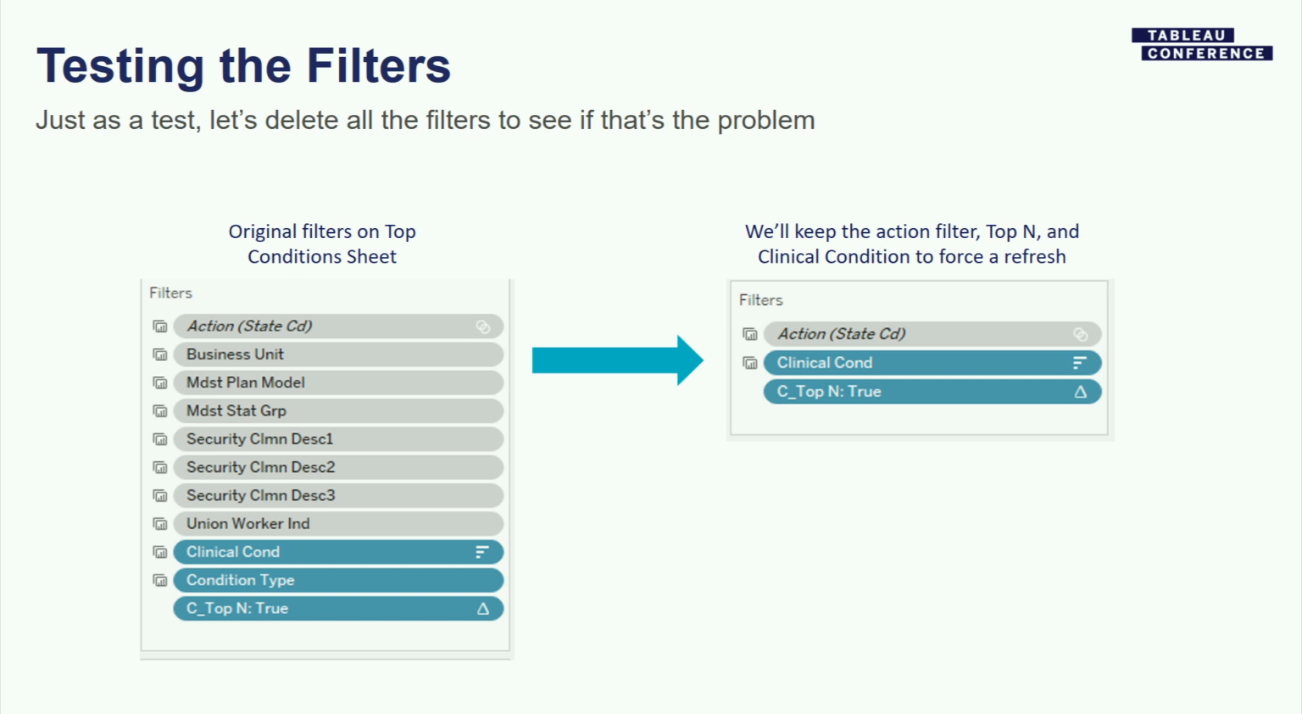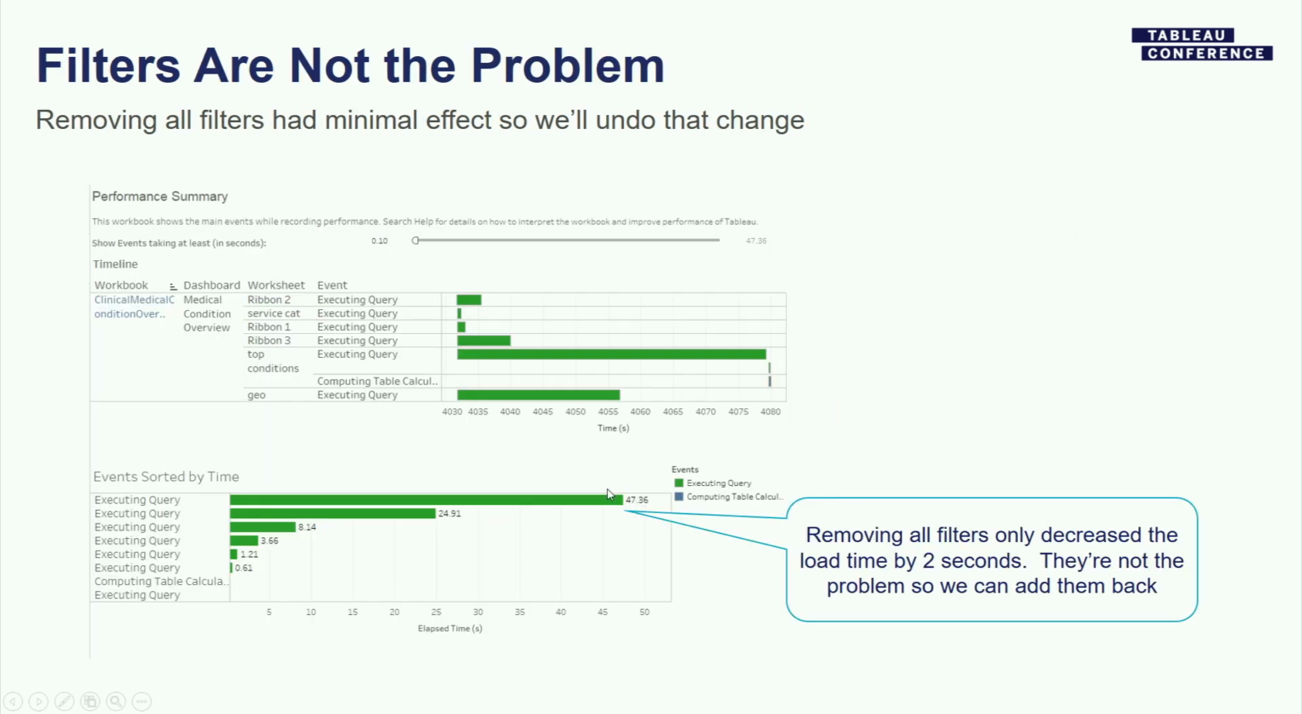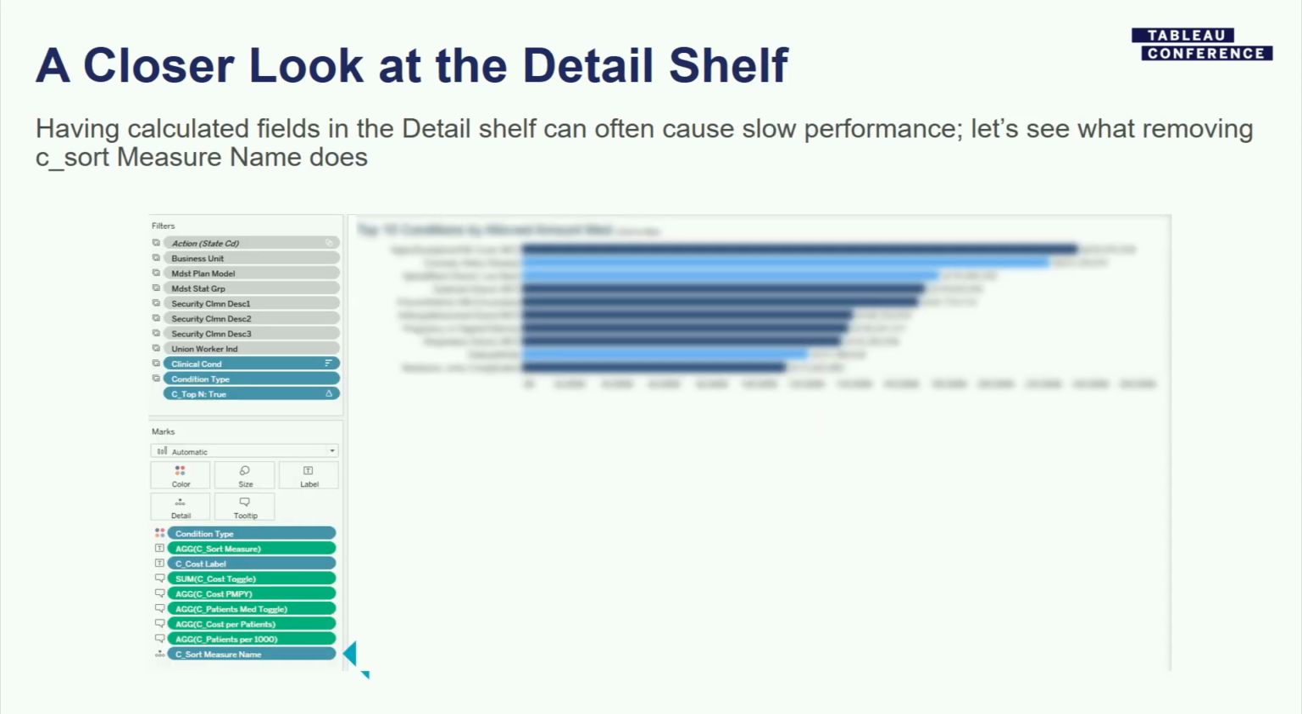In the original, we saw there were a whole lot of filters over there on the right. Whenever performance tuning, it's always a good idea to check those filters. There could be something there. So as a quick test, let's remove most of those filters. We're going to keep the data source action here, because that's how the users toggle back and have the interactivity. We'll keep this one so we can force a refresh, and we'll keep limiting the data to the top 10 rows. Then we run the performance recorder again. That made very little difference. It only reduced our load time by 2 seconds, so that was definitely not the problem. We'll add those back and undo that change.